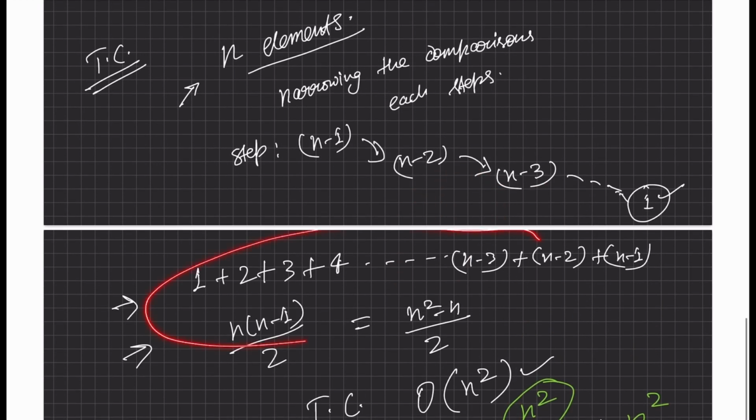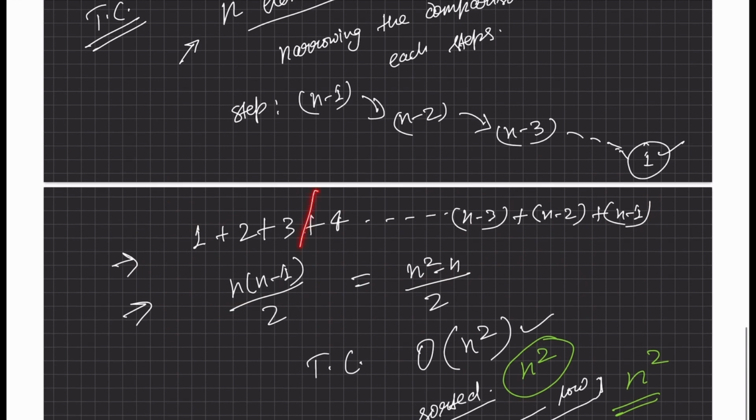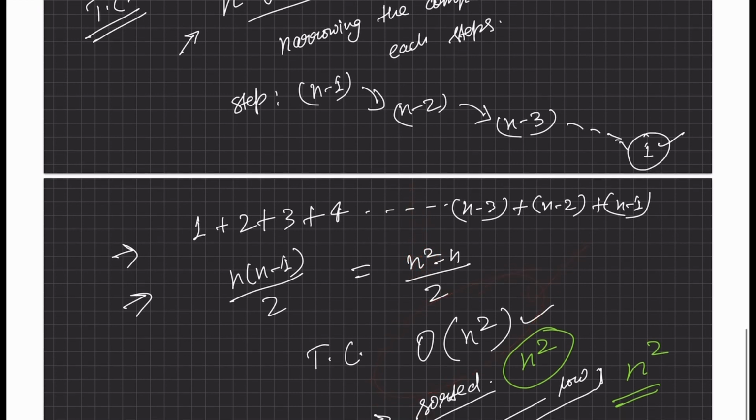So after making these comparisons, we have found this mathematical expression. After calculating it, we will find n square minus n by 2. To find the time complexity, we check for the higher order in the mathematical expression. The higher order in the mathematical expression is n square. So our time complexity would be O of n square.